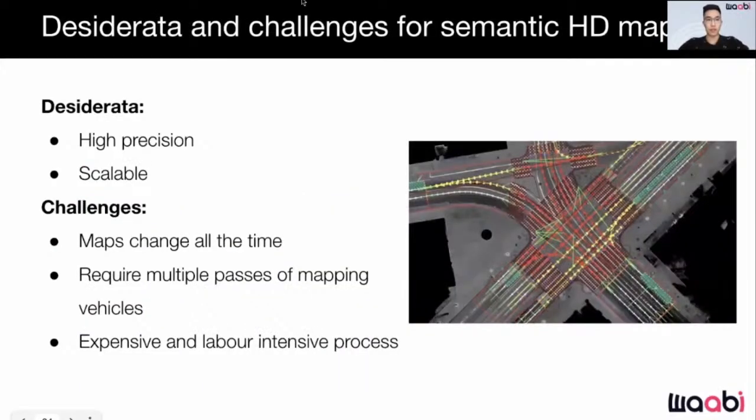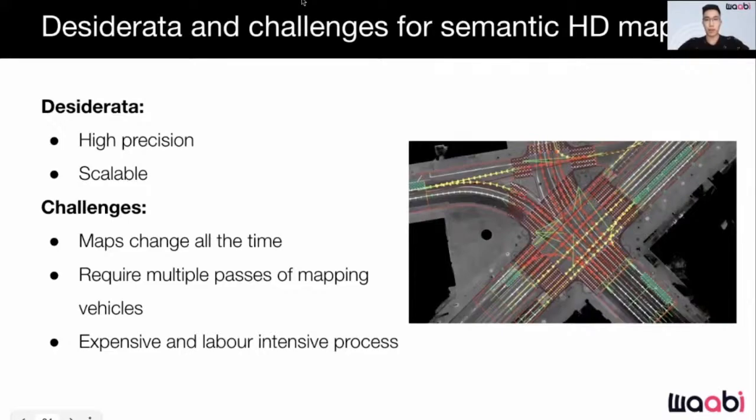The semantic HD map should have several desirable properties. First, we would like to have highly accurate semantic labels. Moreover, they should be scalable to scenes in the real world. However, there are several challenges. First, the maps change all the time due to construction or urban planning changes, especially during a pandemic.